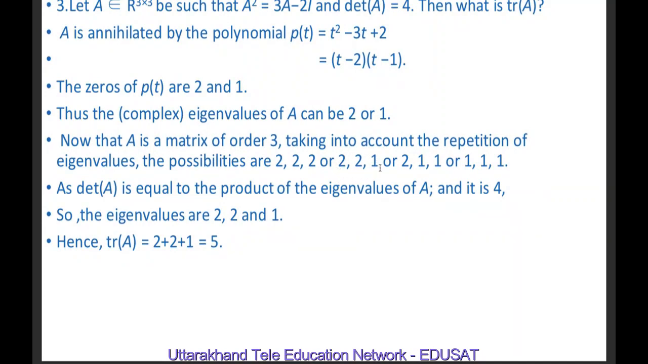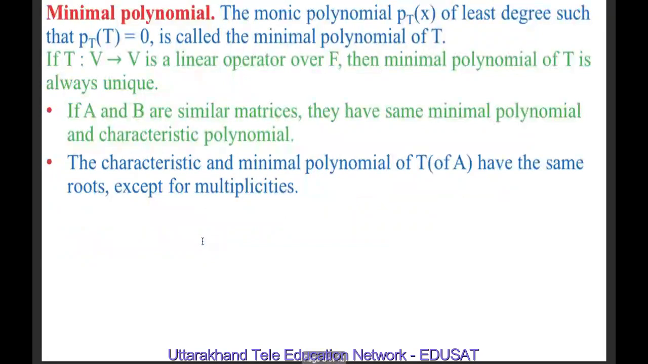Only these eigenvalues satisfy the condition determinant A equal to 4, because the value of the determinant is equal to the product of diagonal values. Hence, the eigenvalues are 2, 2 and 1. So trace is equal to 2 plus 2 plus 1, which is the sum of eigenvalues, equal to 5.